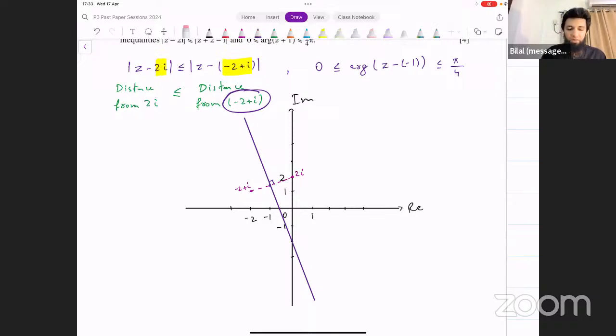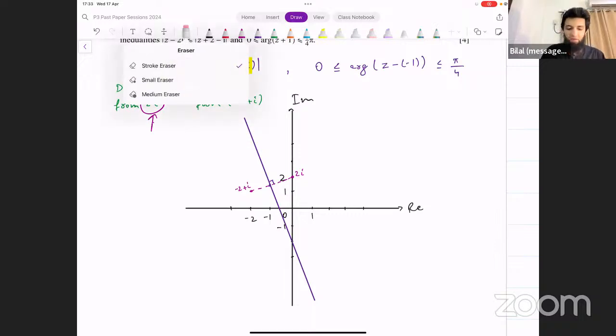So z should be towards the point that has less distance from it. Distance of z from 2i is less, distance of z from -2 plus i is more. So it should be far away from -2 plus i, and it should be closer to 2i.